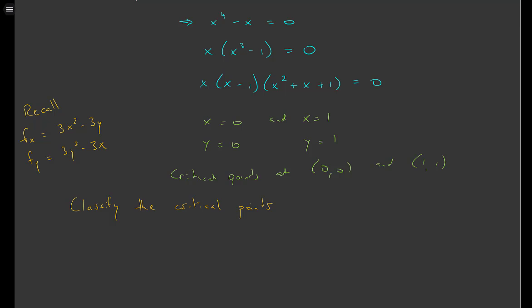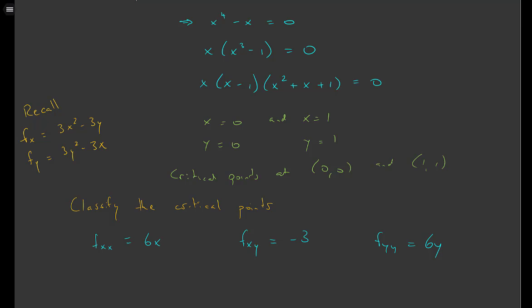So the first step in that is to compute the second partial derivatives. The second partial with respect to x twice is just going to give me 6x. The mixed partial derivative is going to give me minus 3, and the second partial with respect to y is going to give me 6y.